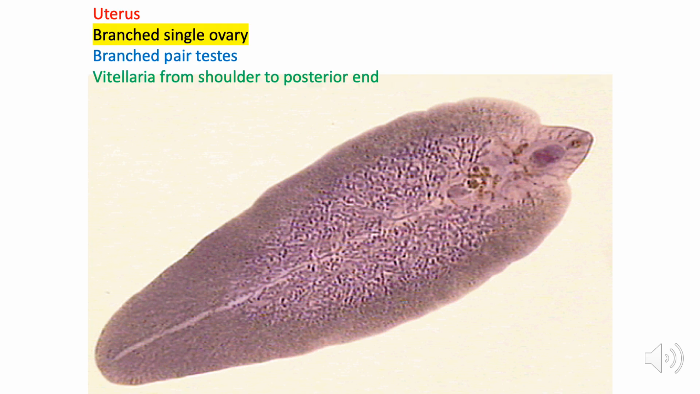Let's try to identify the other parts of the worm. This is its uterus. This is its single branched ovary. These are two of its testes, and they are located on the posterior part of the worm, while the ovary is found anterior to the paired testes. And these testes are branched or dendritic. And then, on the lateral part of the worm, you have there the vitellaria, and it extends from the shoulder down to the posterior end.